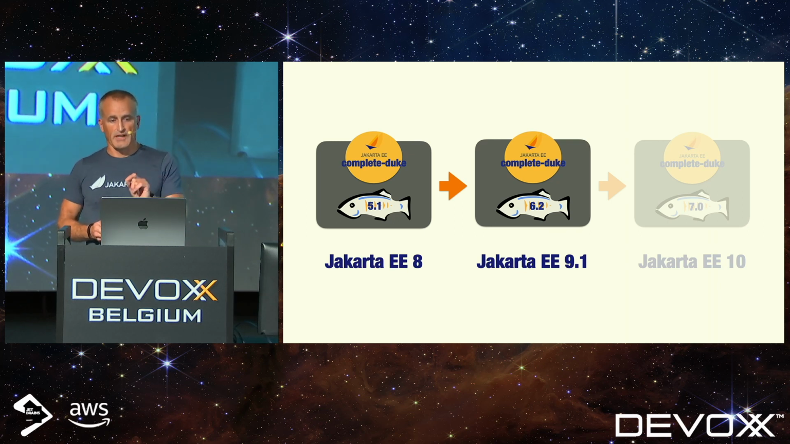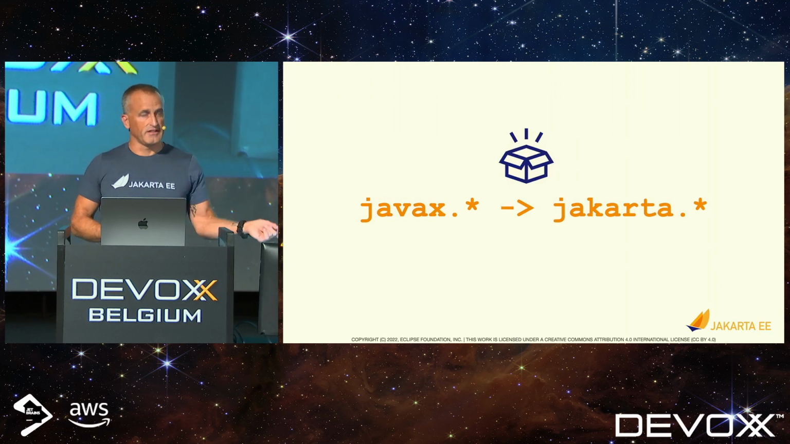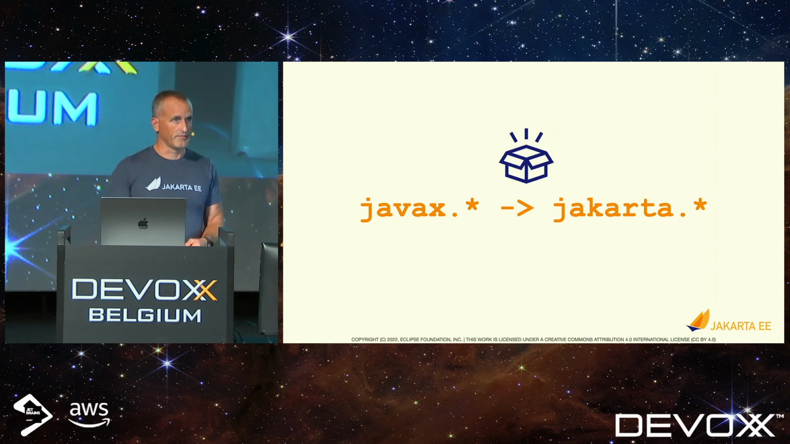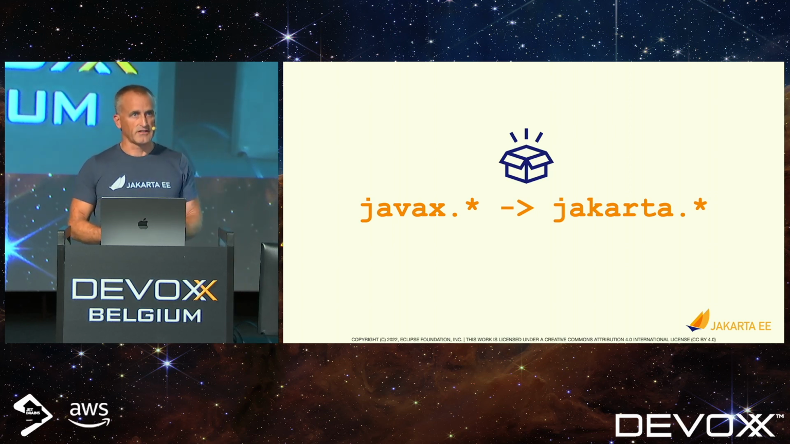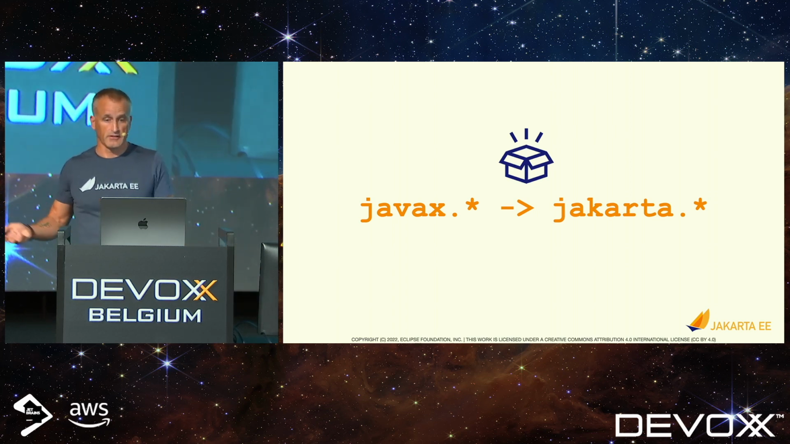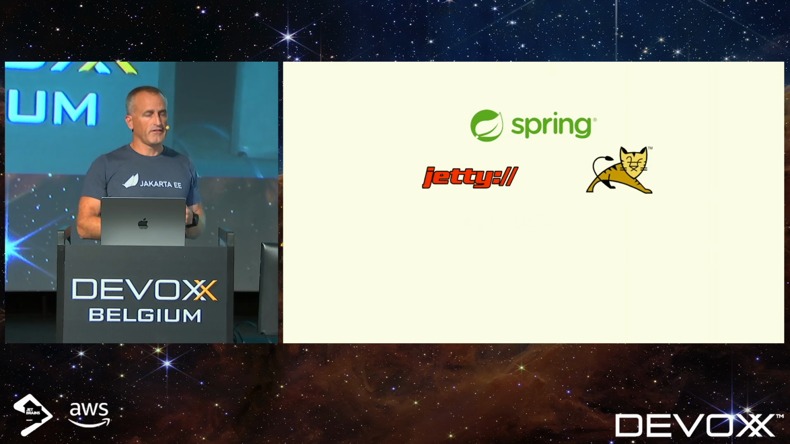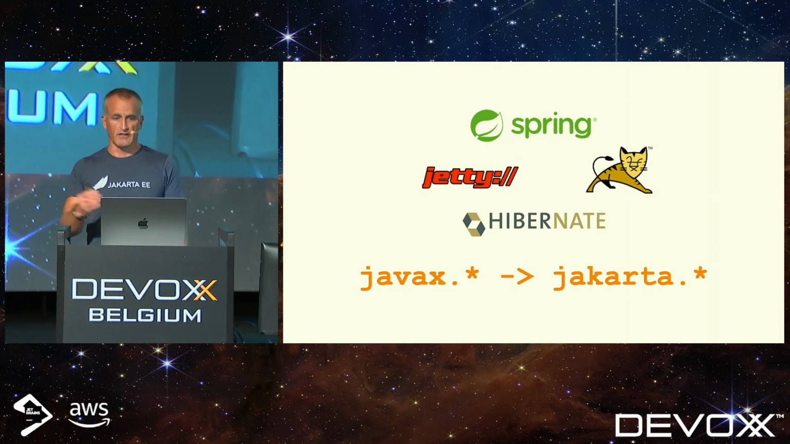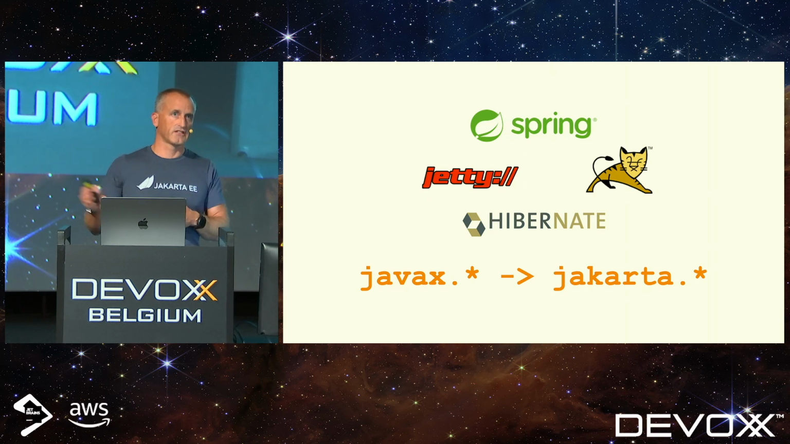So the big thing between 8 and 9, as I mentioned, was the namespace change. We switched all the specifications from javax to Jakarta. And that has implications for our entire ecosystem within Java and Enterprise Java and Cloud Native Java. And you may think, why should I care? I'm using Spring, or I'm just using Tomcat or Jetty. Well, it turns out that all of these are moving to the Jakarta namespace. So if you want to stay on the latest version of Jetty or Tomcat or Hibernate, your application needs to move from the javax to the Jakarta namespace as well.